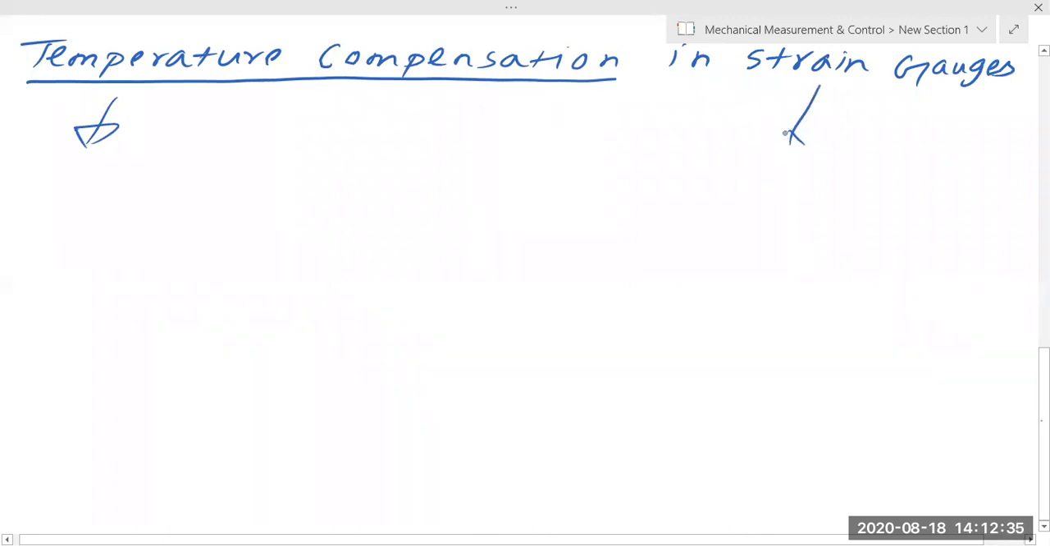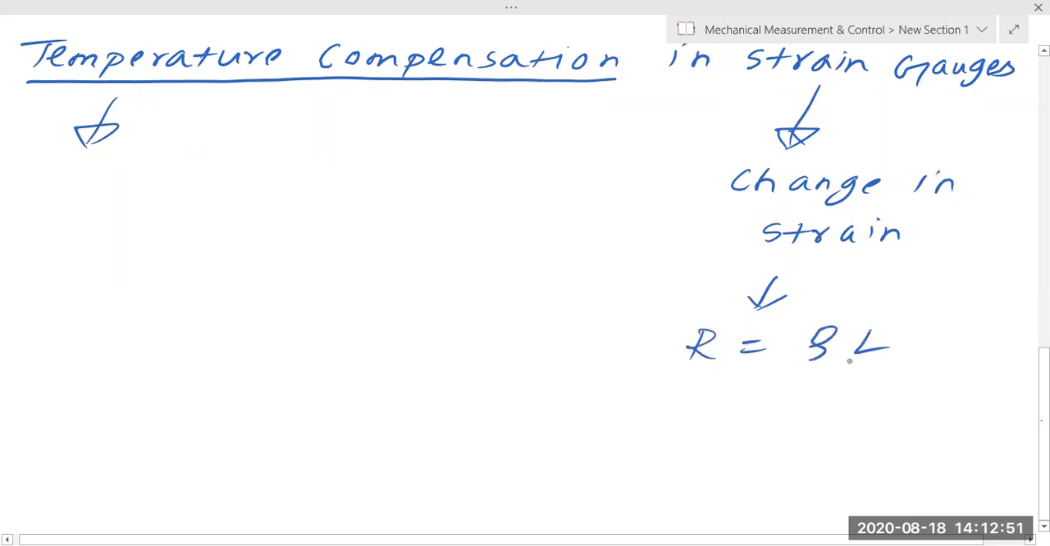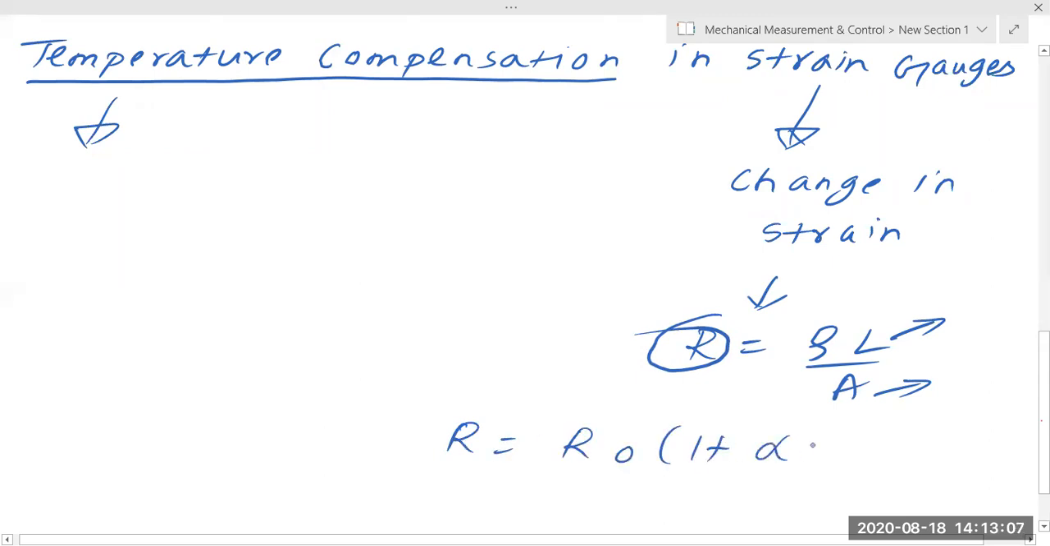In strain gauges, we know that we measure change in strain, right? In strain gauges, what do we measure? Change in strain, and this is measured with change in resistance. Whenever strain is changing, resistance will change. Due to the change in longitudinal strain and lateral strain, the resistance changes. We also know that R is equal to R naught into 1 plus alpha T.